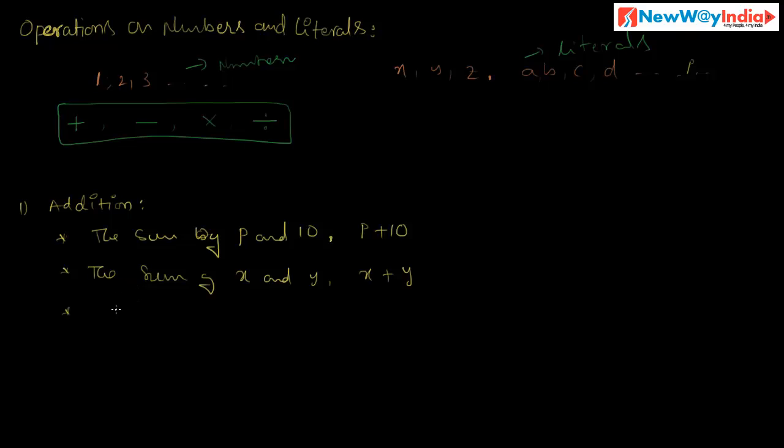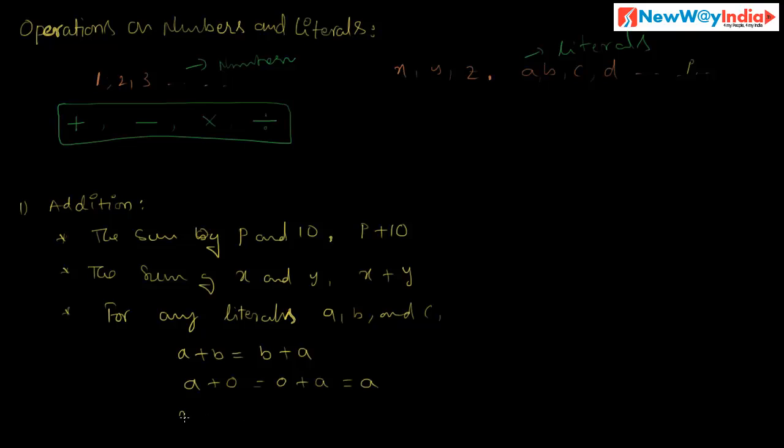For any literals like a, b, and c, we have the sum conditions. a plus b is equal to b plus a, and a plus 0 is equal to 0 plus a is equal to a, and a plus b plus c is equal to a plus b plus c. These are some identities on literals.